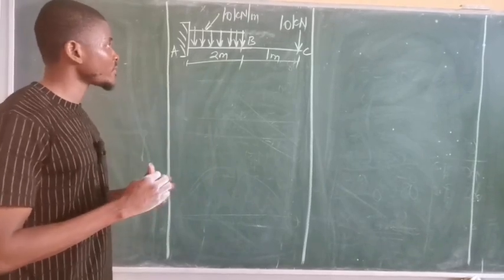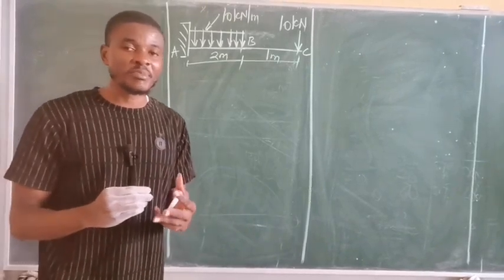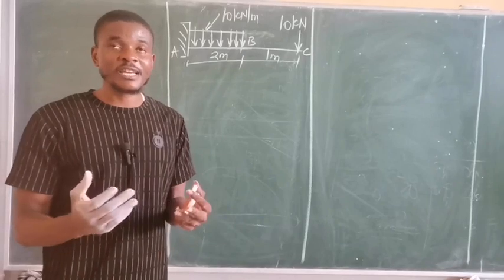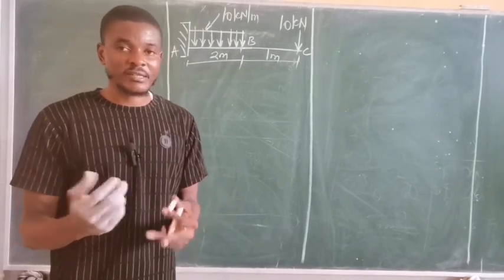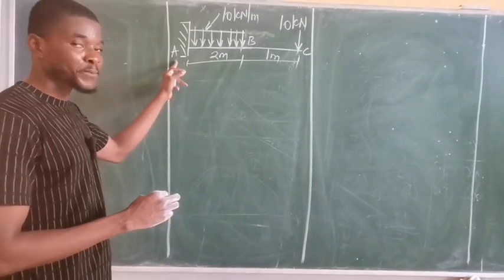Let's say we have this problem on the board, and we are asked to find the reactions at the fixed support, which is at point A. First of all, this is a cantilever beam. A cantilever beam is simply a beam that is fixed at one end. In most cases it can also be fixed at both ends, but in this case we have this cantilever fixed at point A.